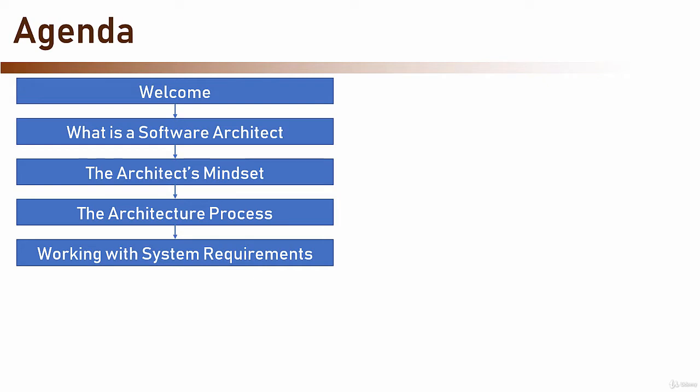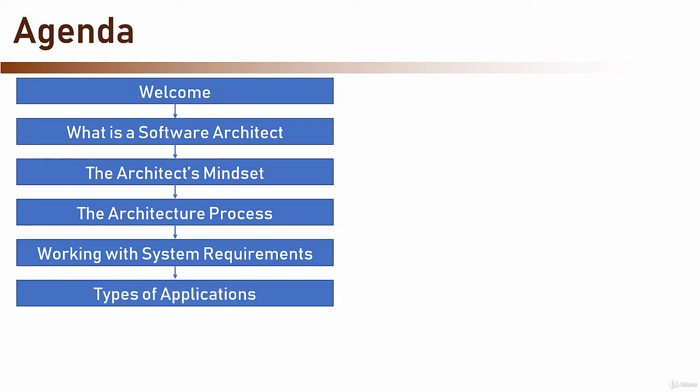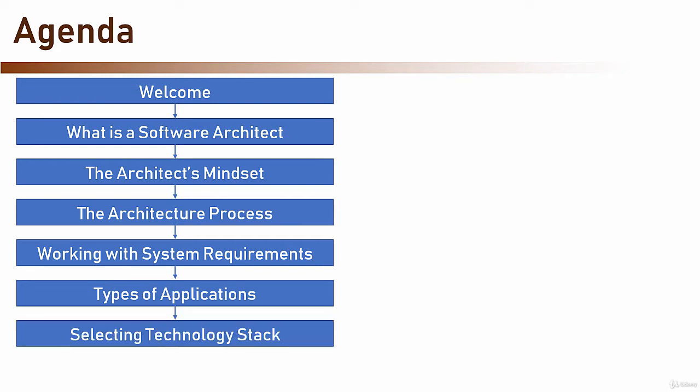After we have discussed the requirements, we will turn our attention to the application itself. The first thing an architect should do is define the type of the application, and in this section we will explore the various types of mainstream application types and what are the main attributes of each type. After we have decided on the application type, it's time to select the technology stack. In this section we will discuss the various considerations for selecting technology stack and explore various implementation options for front-end, back-end, and data store.